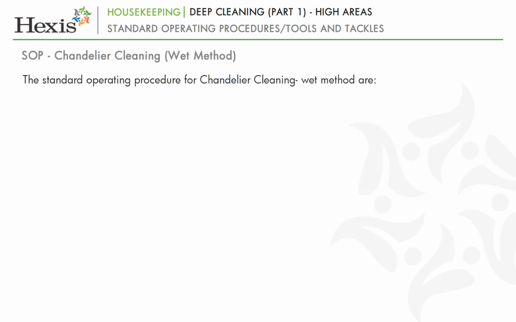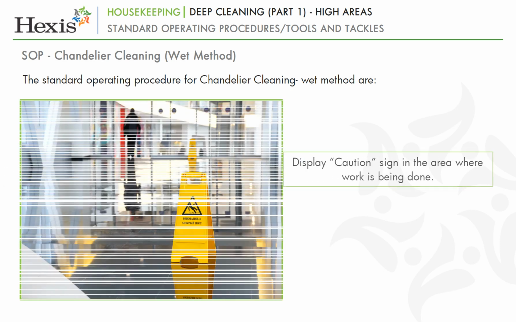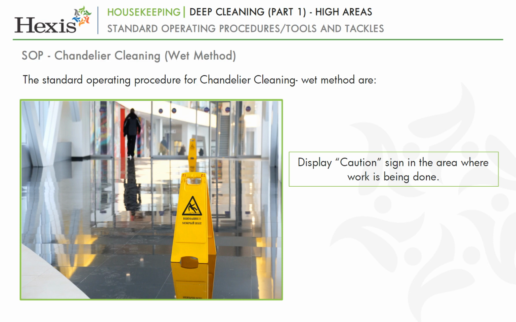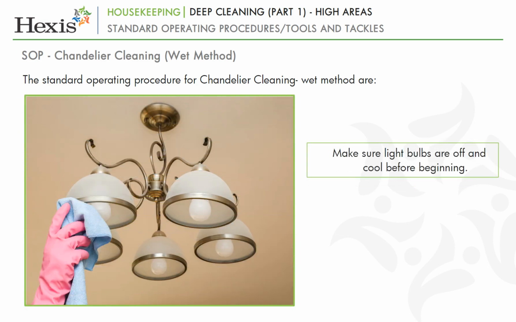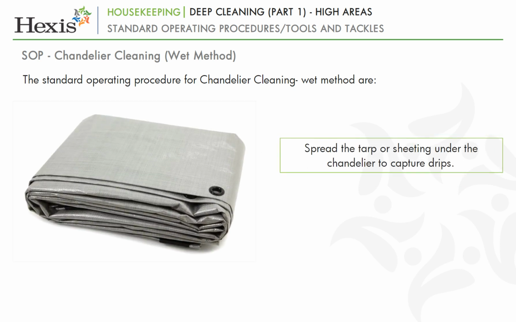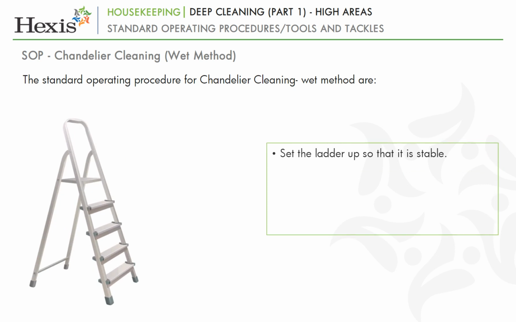The standard operating procedure for chandelier cleaning by the wet method is as follows. Display a caution sign in the area of work. Make sure light bulbs are off and cool before beginning. Spread the tarp or sheeting under the chandelier to capture drips. Set the ladder up so that it is stable.